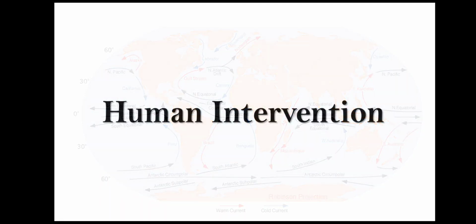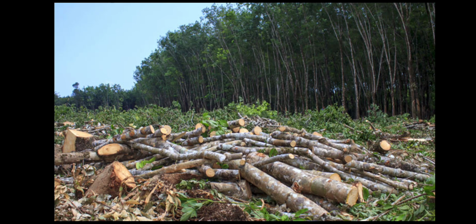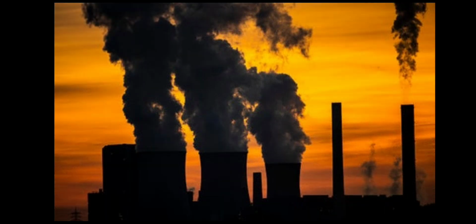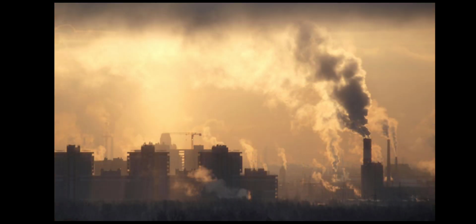Next, human intervention. Another important factor that affects climate on a global scale is the reckless exploitation of nature by human beings. They reduce tree cover, and the excessive use of fossil fuels has affected the overall climate of the planet. Air pollution is rapidly rising in cities and towns. All this has resulted in an overall increase in temperature across the world.